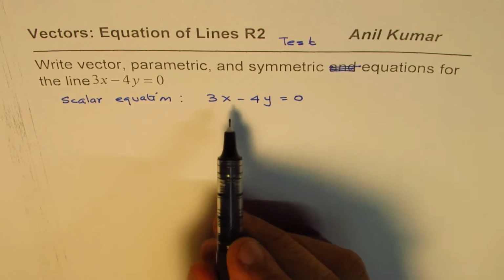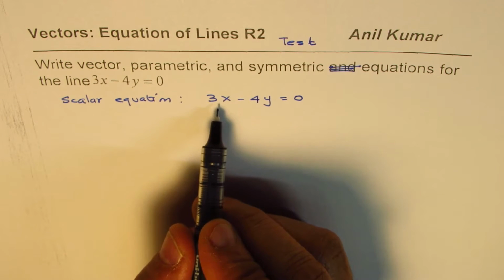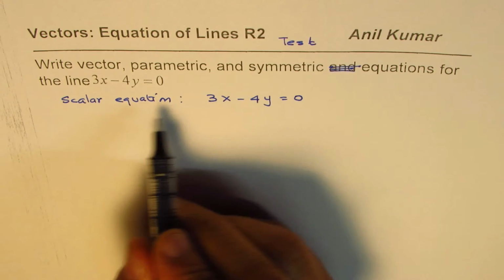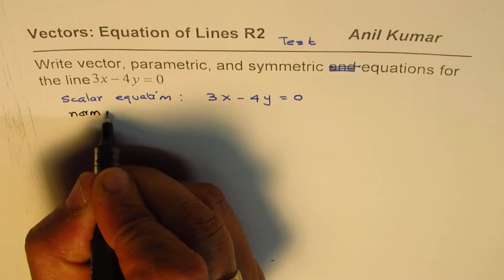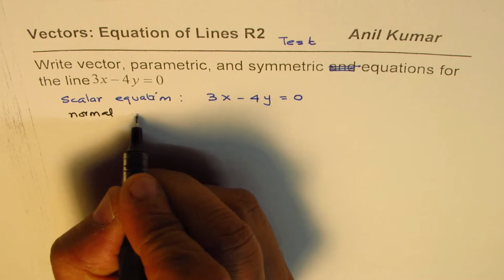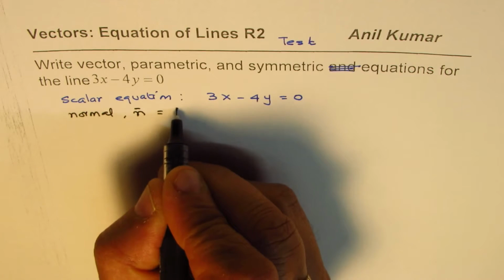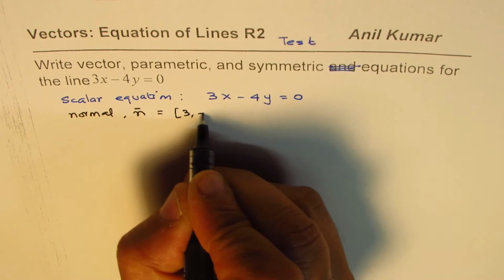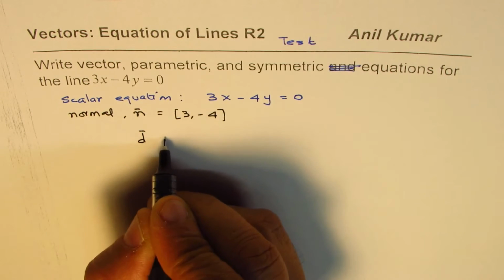The method which I will use is to use the normal of the line. So whenever you're given a scalar equation, you can read the normal. So what is the normal of this line? The normal vector n will be (3, -4), right? So once we know the normal, you can find the direction.